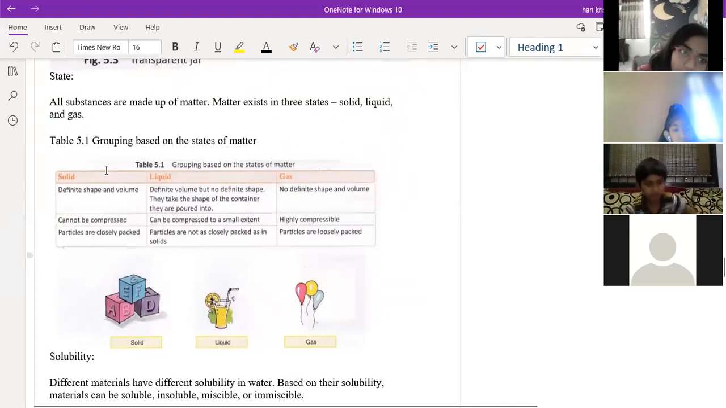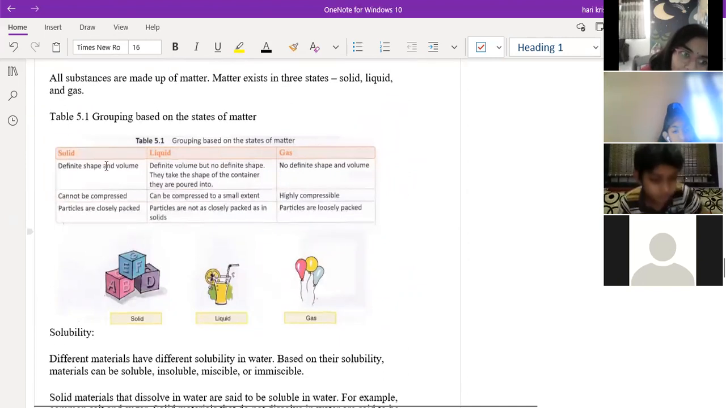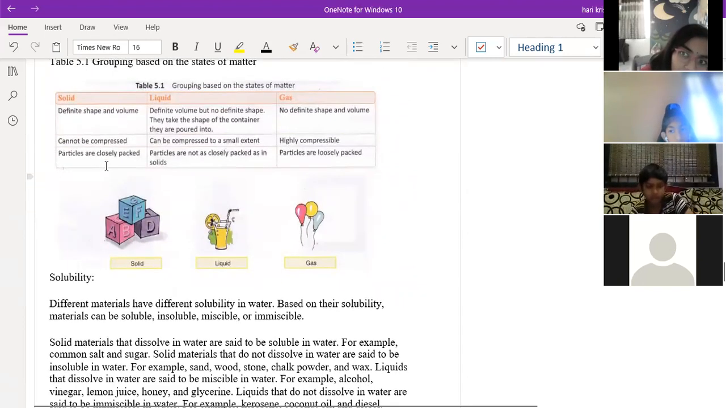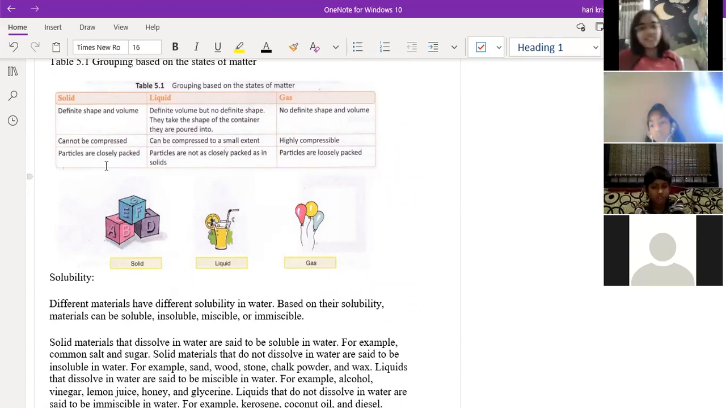But the solid, liquid, and gas, have you studied about this? In the revision we didn't do, but in the normal class we did, right? So what are the properties of solids?